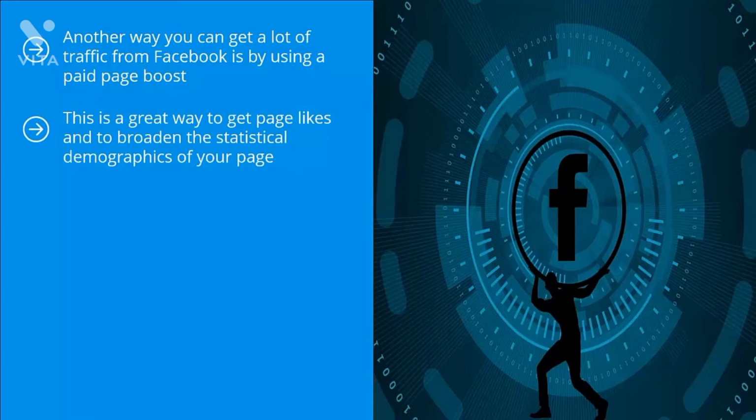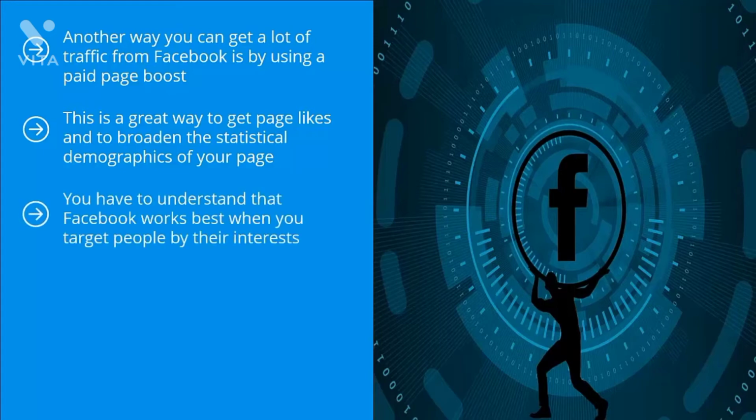And why is this important? Why is it a big deal that you get a broad statistical demographic snapshot of people truly interested in whatever it is you are promoting? You have to understand that Facebook works best when you target people by their interests. This is a bit tricky because if your page is statistically inaccurate as far as your niche is concerned, you probably would have a very faulty set of targeting parameters. You're not quite there when it comes to getting the interest of people you're trying to reach.